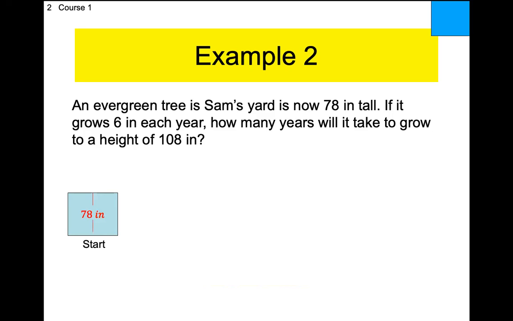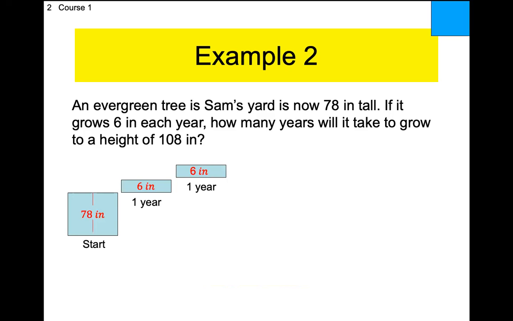in 1 year, it grows 6 inches. And then the next year it grows 6 inches. So the question is, how many of those will it take until the whole thing is 108? Here's your first two-stepper. Could you do this picture all by yourself? Yeah. So here is what you must do.